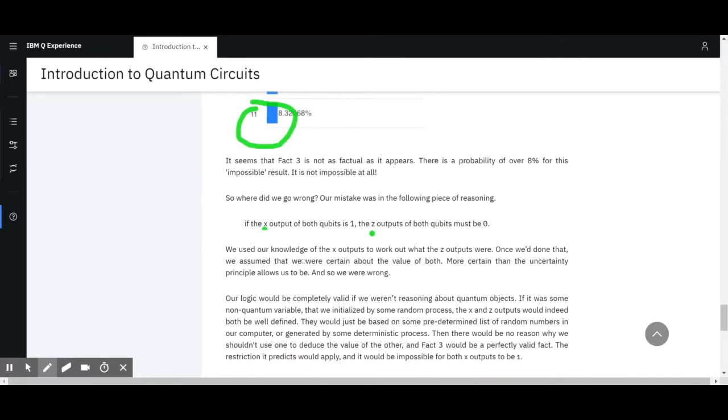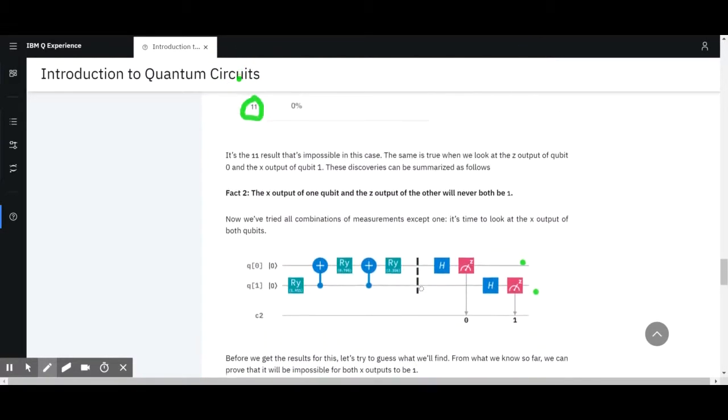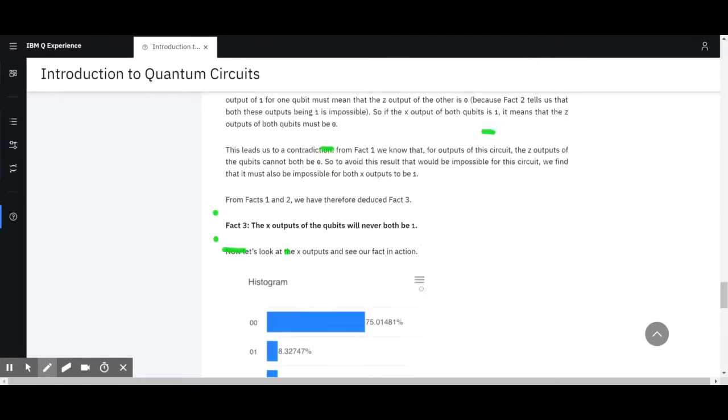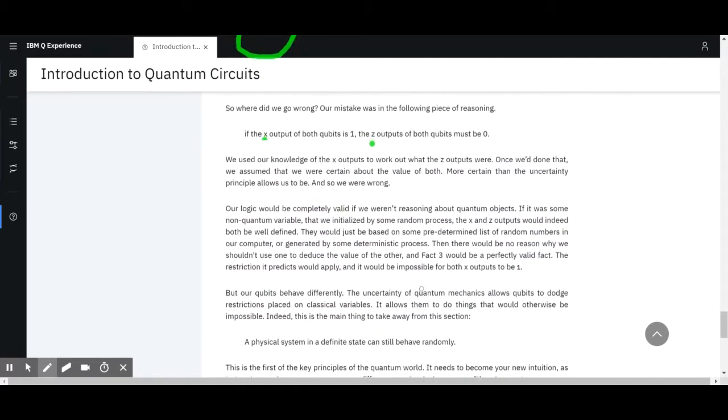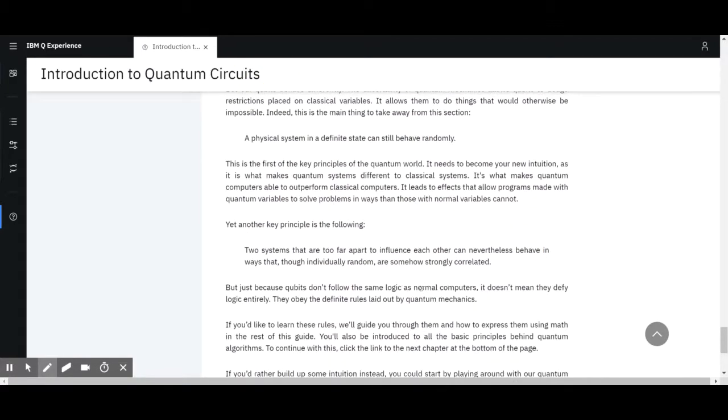So we use our knowledge of the X outputs to work out what the Z outputs were. Once we've done that, we assume that we were certain about the value of both, more certain than the uncertainty principle allows us to be. I think that's the key. That's helpful, and I think that's a really practical way of explaining that. I like that concept. So when you think about the different measurements or the different dimensions of a qubit, you cannot assume that there's a relationship between them. Exactly. That's interesting.